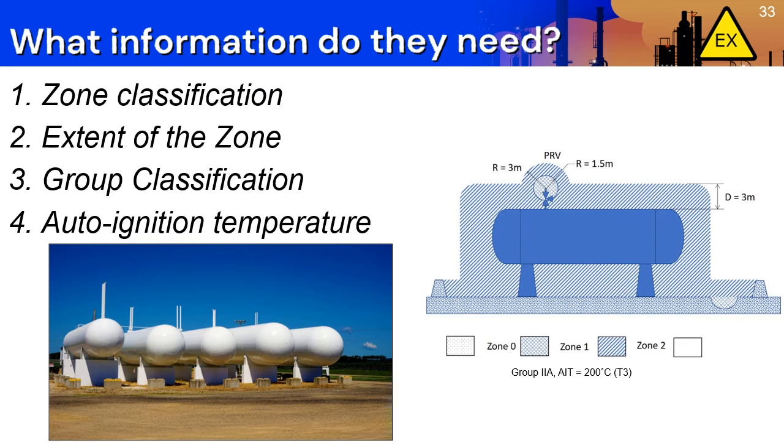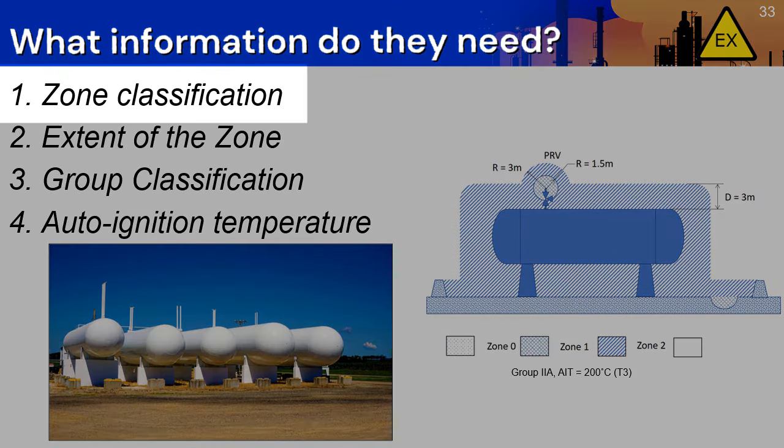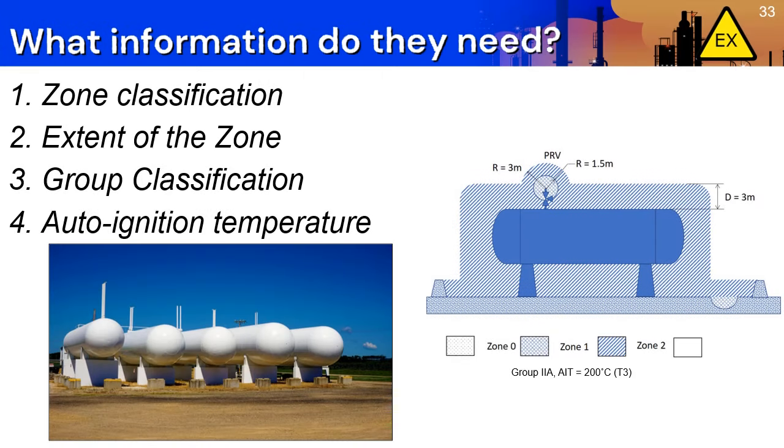To satisfy the information requirements of this diverse group, we need to ensure that our design documents 4 items. 1. The zone classification. This defines the probability of an explosive atmosphere being present in normal operation. 2. The extent of the zone. This is defined as the distance from the source of release to where an explosion hazard is deemed negligible.